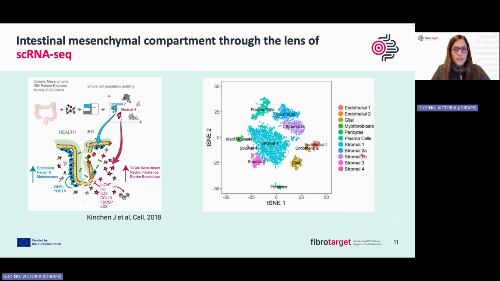As you see here, stroma 1, 2, and 3 were homeostatic fibroblasts found in the healthy mucosa, whereas in inflammation, a specific inflammatory fibroblast emerged that they annotated as stroma 4. In addition, they also identified the myofibroblasts, 2 types of endothelial cells, glia, and pericytes.